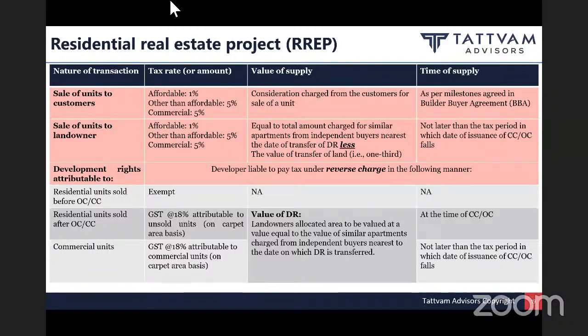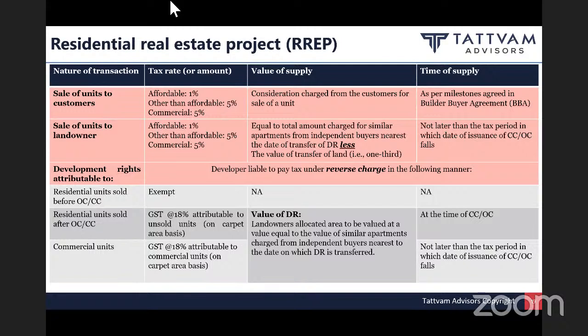So whatever new agreements we are undertaking, please write specifically who will bear this GST liability on allocation to the landowner. So landowner, whatever GST he pays to the developer, he can take credit if he is further selling it to the customer. So landowner will be in a position to take the credit of this if he further sells it to the customer. So that's the second transaction, allocation of units to the landowner.